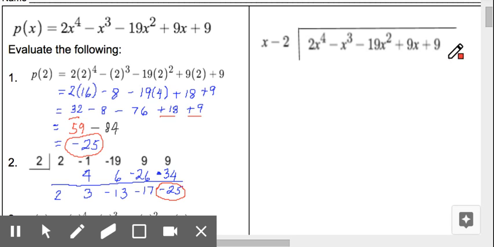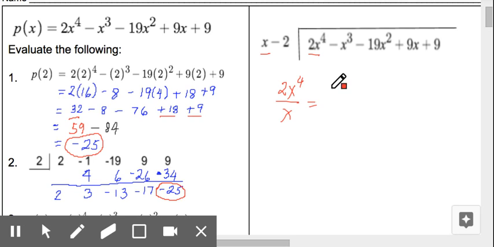This is the dividend in this long division, and this is the divisor. Now notice that the dividend is the same as P of x. So this division problem is asking us to divide P of x by x minus 2. All right, so let's do that. So the first thing that we want to do is to find out what is 2x to the 4th divided by x. So we divide 2x to the 4th by x.